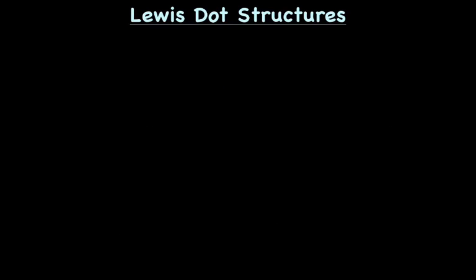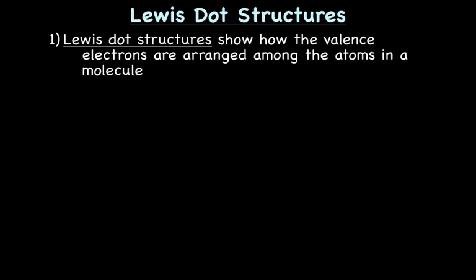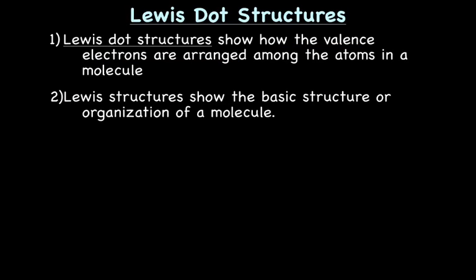So we'll start with what's the point of Lewis dot structures. Lewis dot structures show how valence electrons are arranged among atoms in a molecule. They show the basic structure or organization of the molecule. The reason we care about valence electrons is that valence electrons are where the bonding occurs, and that in turn will lead to the basic structure of a molecule.